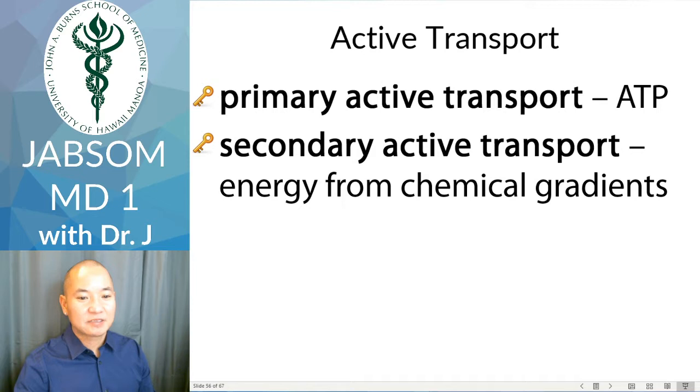But secondary active transport is independent of ATP. It does not use ATP, but rather it uses up the stored potential energy from chemical gradients. Again, a difference in chemical concentrations between the outside and inside of a cell.